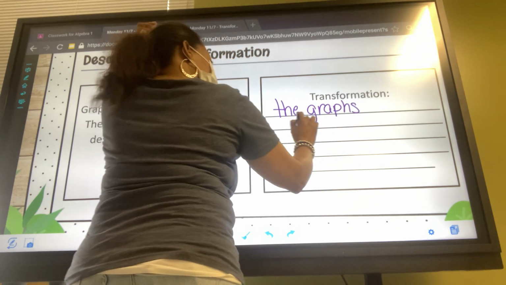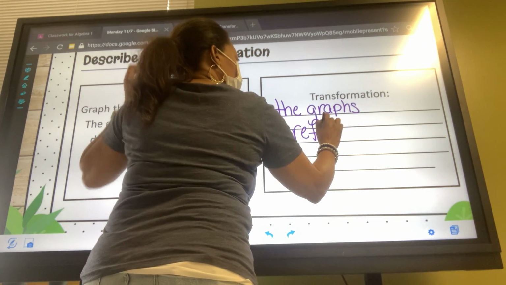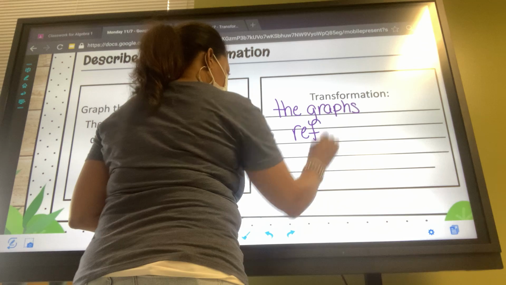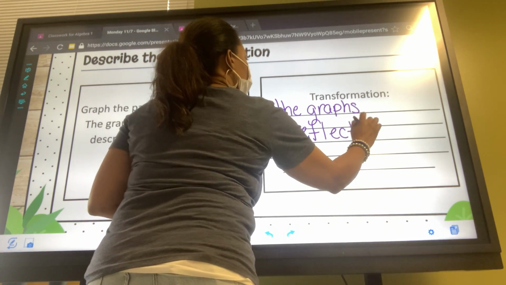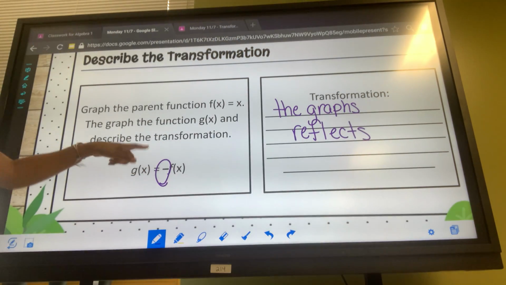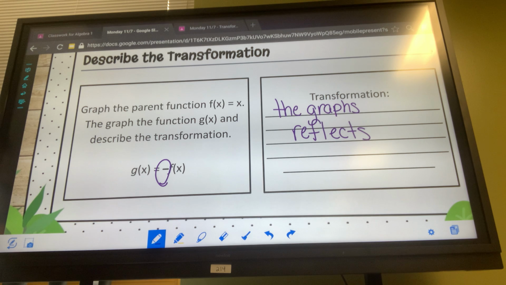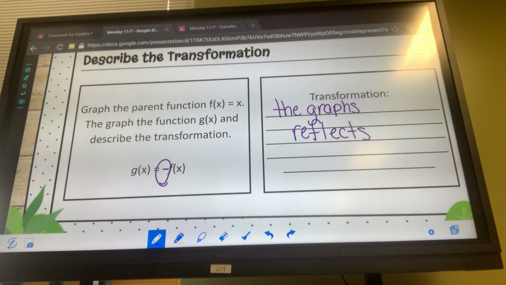Alright, so the graph reflects. It's gonna reflect because of this negative in front of your f of x. And all you have to do is go back and look at the first 5 or 6 slides. And it's going to tell you all you need to know.